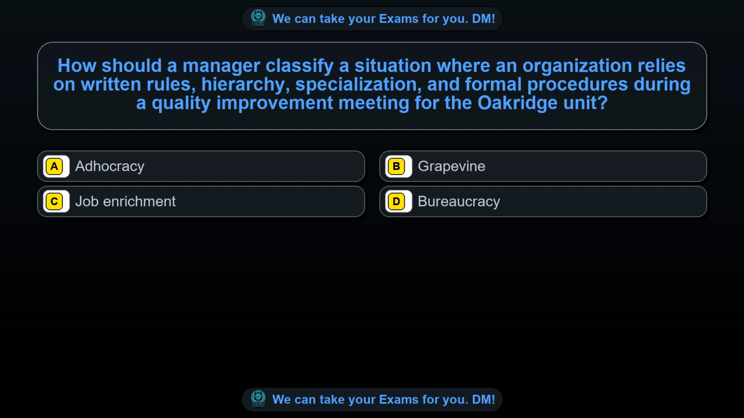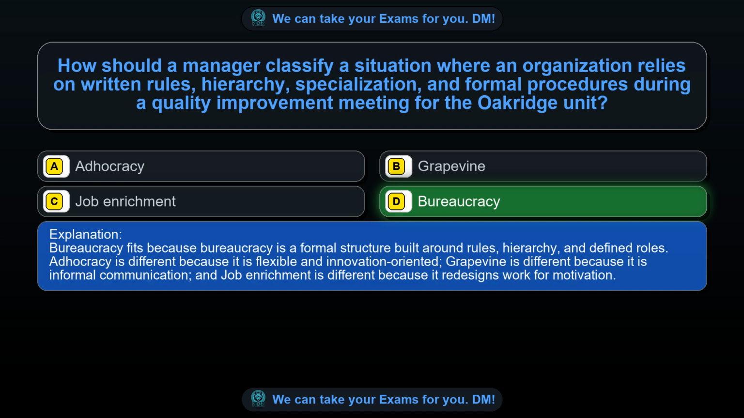Question 35. How should a manager classify a situation where an organization relies on written rules, hierarchy, specialization, and formal procedures during a quality improvement meeting for the Oak Ridge unit? Option A, adhocracy. Option B, grapevine. Option C, job enrichment. Option D, bureaucracy. The correct answer is option D, bureaucracy.